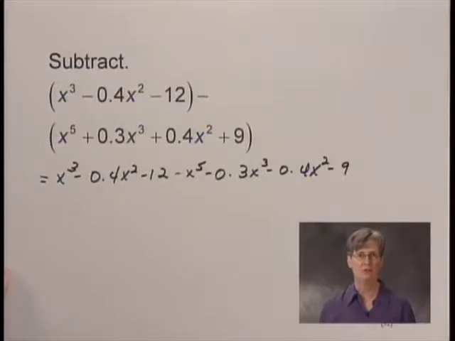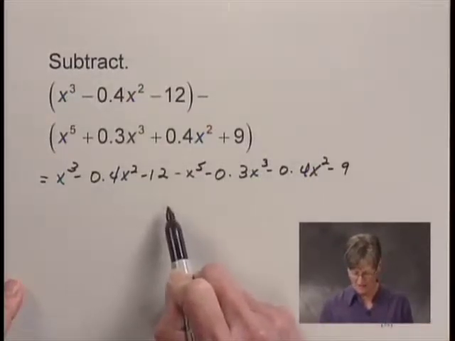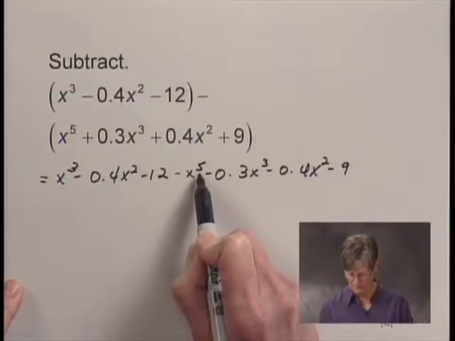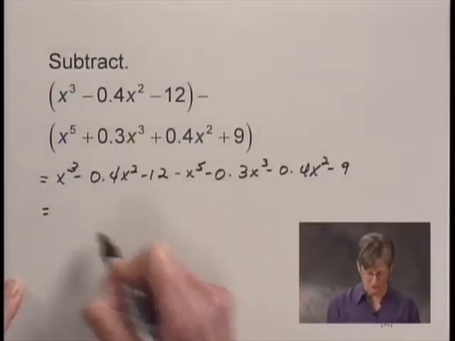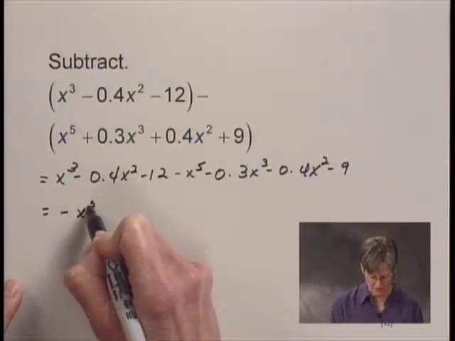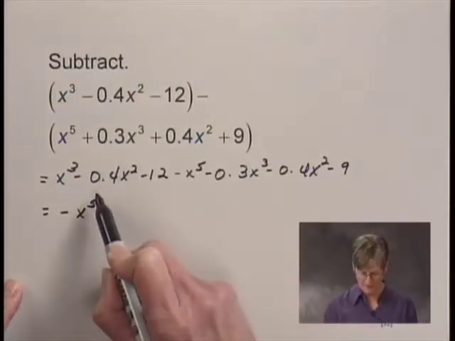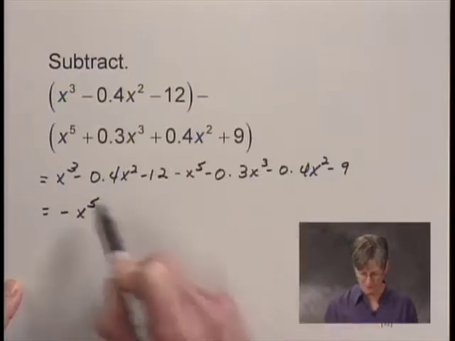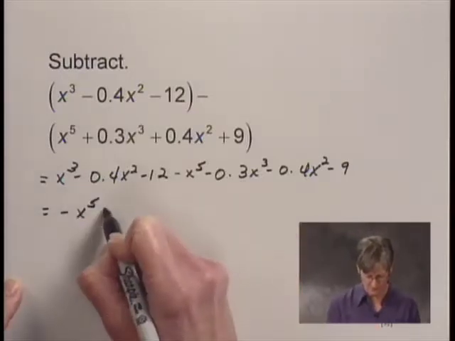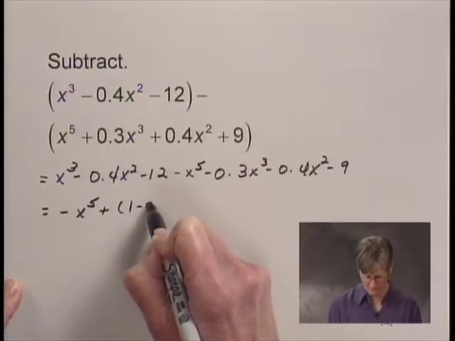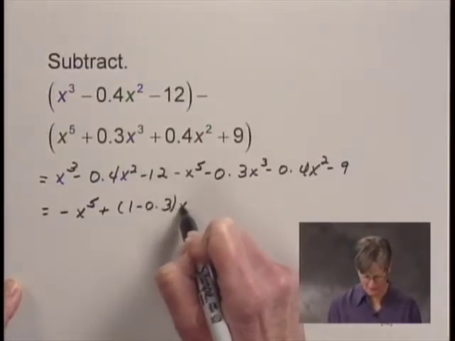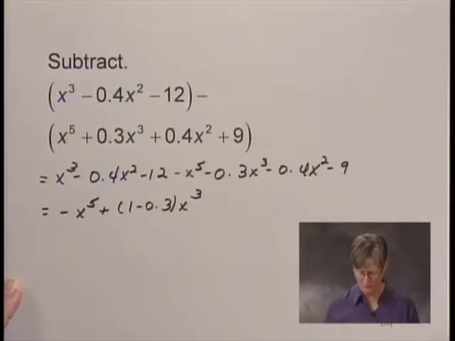Now I need to collect like terms, and let's look through here. Let's start with the highest exponent on x, which is the power 5. And I just have this one x to the fifth term, so I can write the opposite of x to the fifth here. Now there are no x to the fourth terms, but there are two x cubed terms, and I can collect them by adding their coefficients. So I have 1 minus 0.3 x cubed.